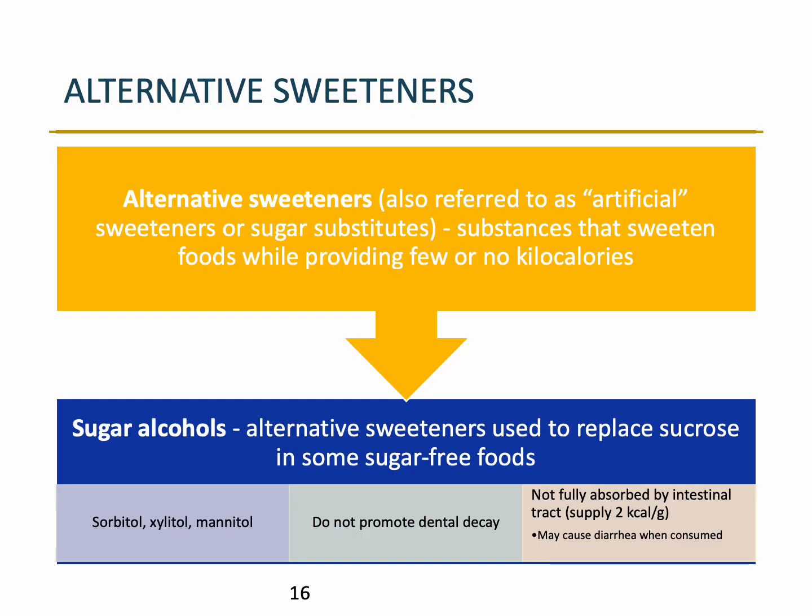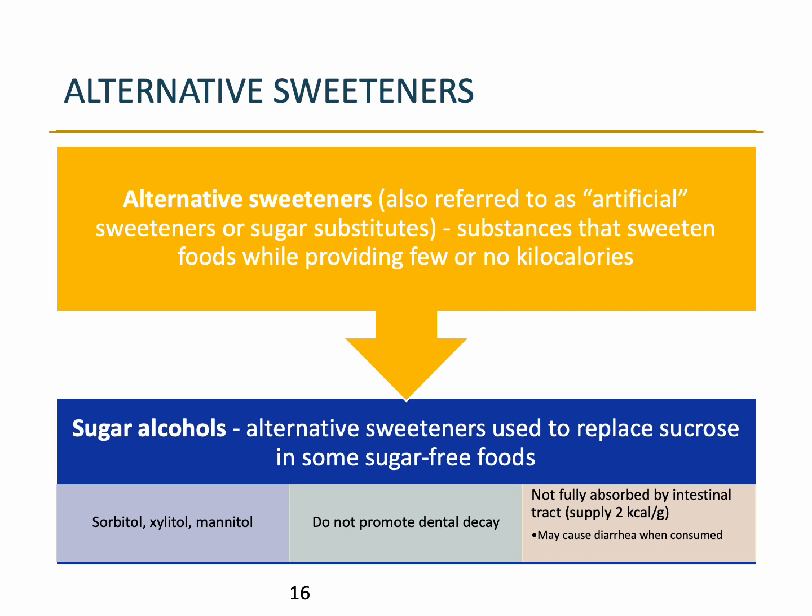So, in the category of sweeteners, there's alternative sweeteners, and they're substances that sweeten foods while providing few or no calories. So, for instance, here we're looking at the alcohol sugars: sorbitol, xylitol, mannitol. One benefit is since there's no easily fermentable sugar, it doesn't land on your teeth and promote tooth decay. So these are good options.